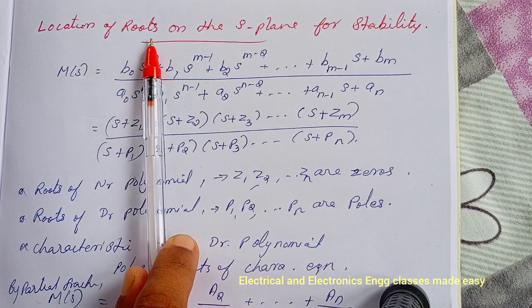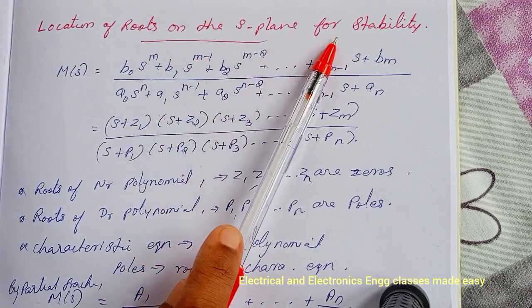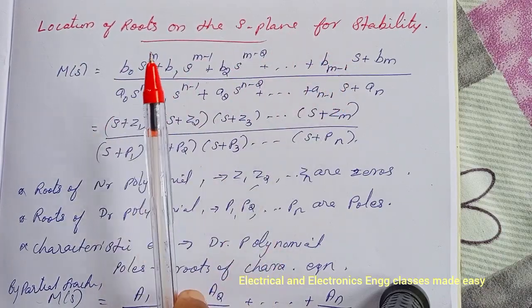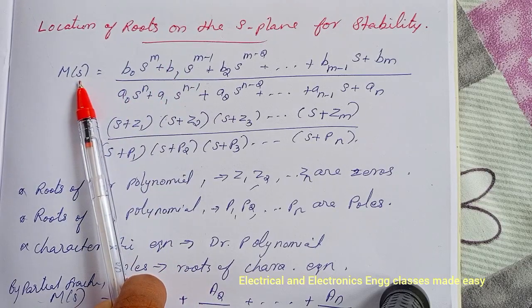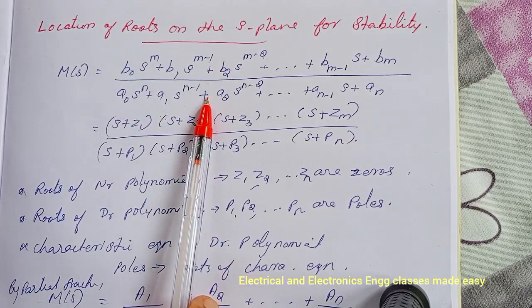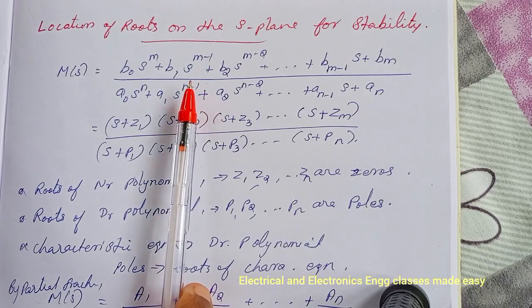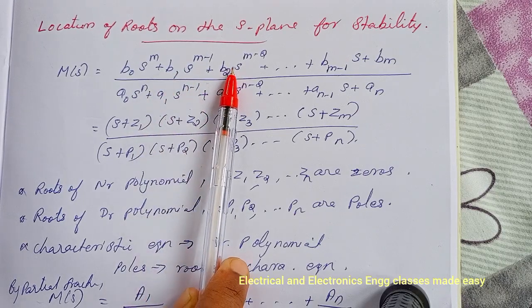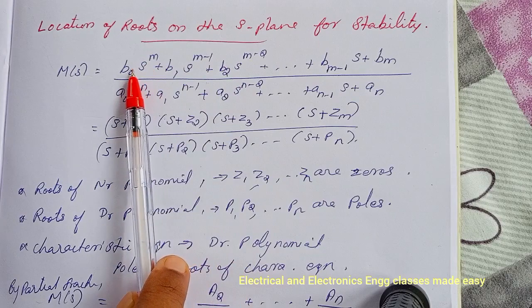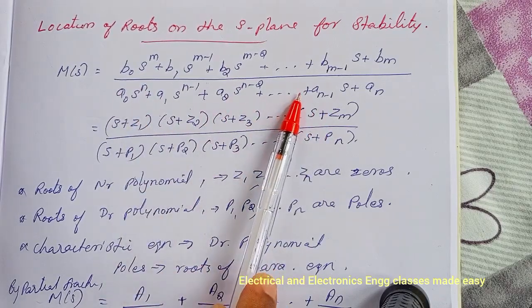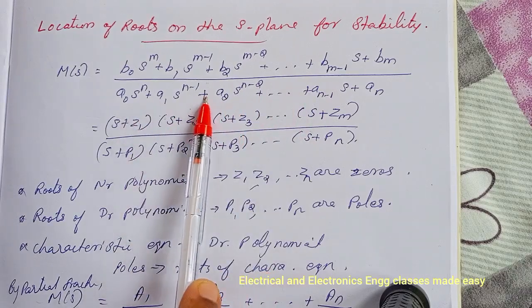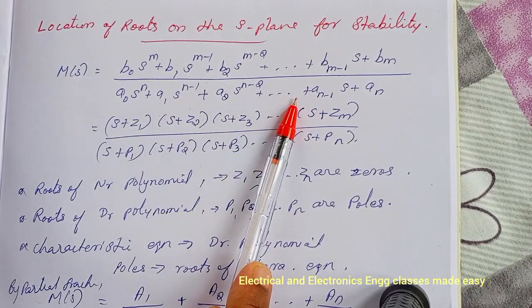Next is location of roots on the s-plane for stability. The closed loop transfer function M(s) can be expressed as a ratio of two polynomials in s. The denominator polynomial of the closed loop transfer function is called the characteristic equation. So the denominator polynomial is the characteristic equation, and the roots of this characteristic equation are poles of the closed loop transfer function.